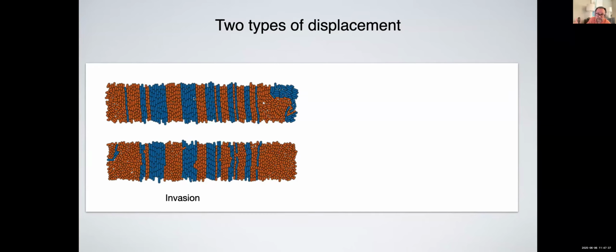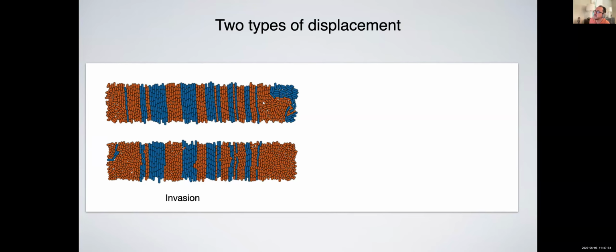This is important if you want to have a consortium. You don't want to displace one of the strains and be left with only one. So it's important to look at the ways that strains can displace each other. One way is via these invasions.